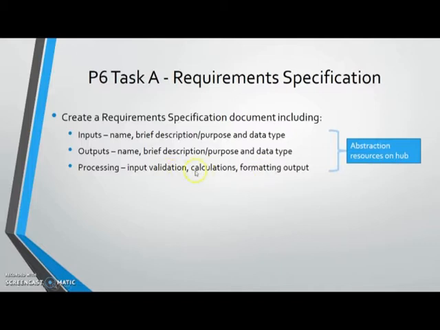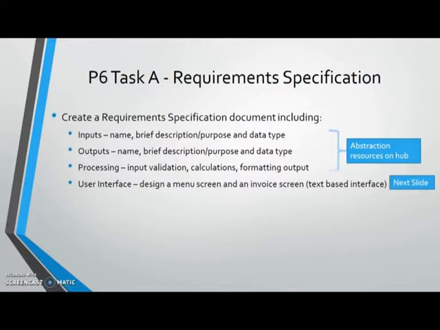So that's the processing, a list of all the processing that goes on, whether it's validation, whether it's calculations, or whether it's just about formatting the outputs. The next part of Task A, your requirement specification, is a user interface. You've got to design two interfaces: a design for the menu screen and a design for the output, which is the invoice screen. Remember, these are text-based interfaces, so it's a text-based menu and a text-based invoice or receipt. There are some examples on the next slide, which we'll have a look at in a moment.